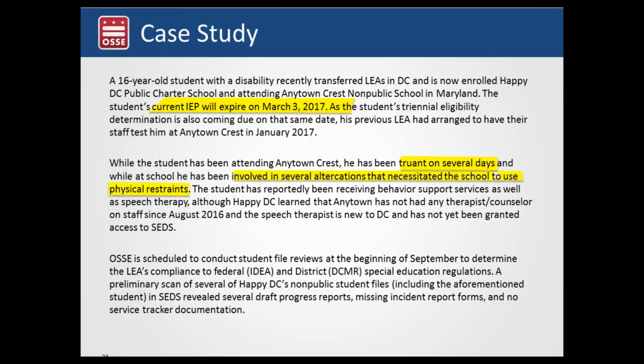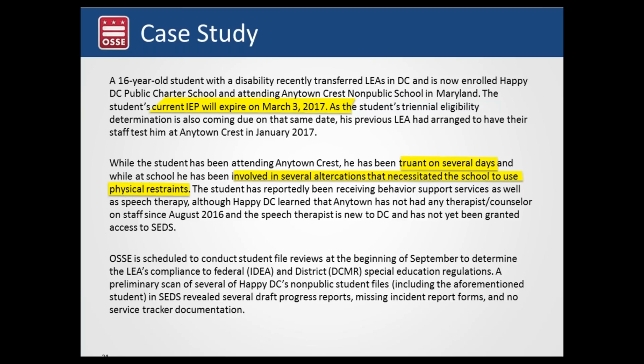We're also concerned to learn that the school has used emergency behavioral interventions on the student. So we want to ensure that the LEA and the parent are notified, and not only that they're notified, but our regulations require that an actual copy of the incident report is sent to the parent and the LEA. Sometimes the LEAs can't know what they don't know.